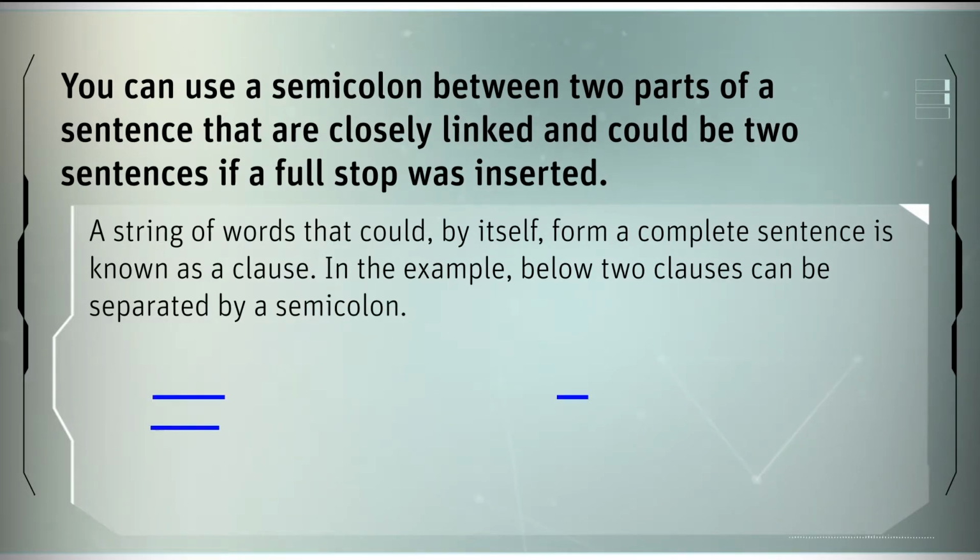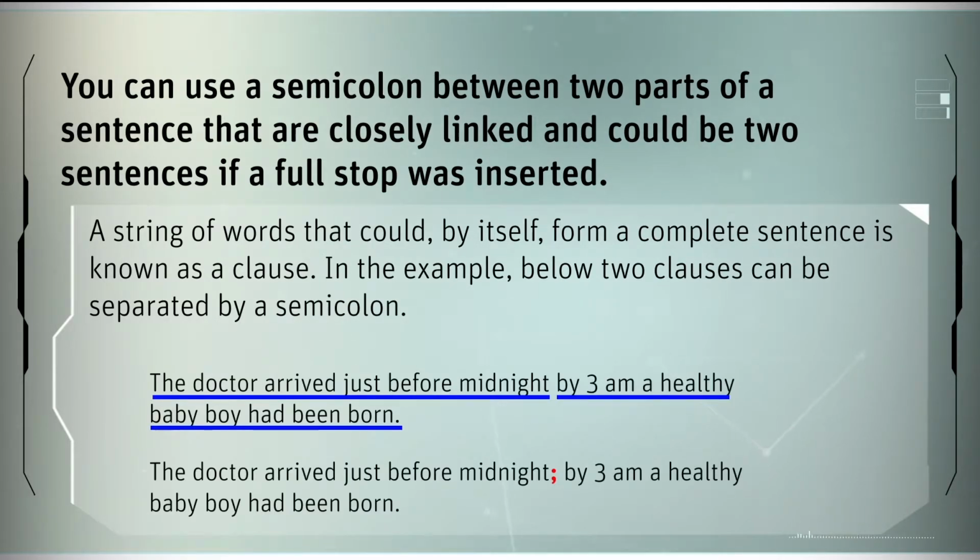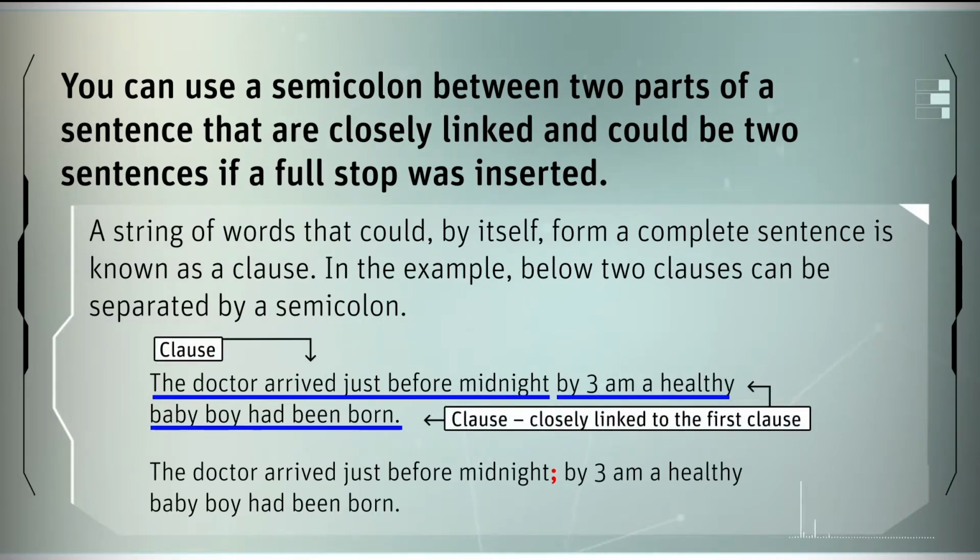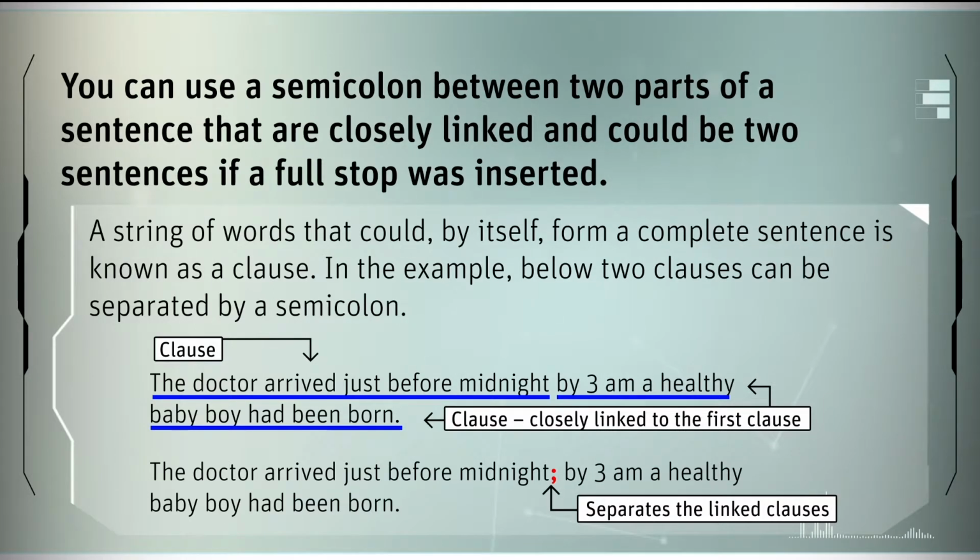The clauses are: the doctor arrived just before midnight, and by 3 a.m. a healthy boy had been born. These two clauses are closely linked, so we can use a semicolon. The semicolon should be placed after the word midnight, as this is the end of the first clause.